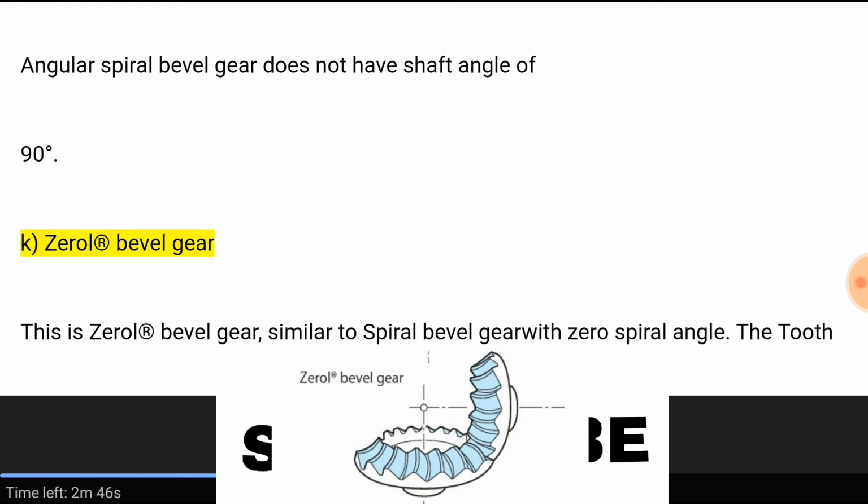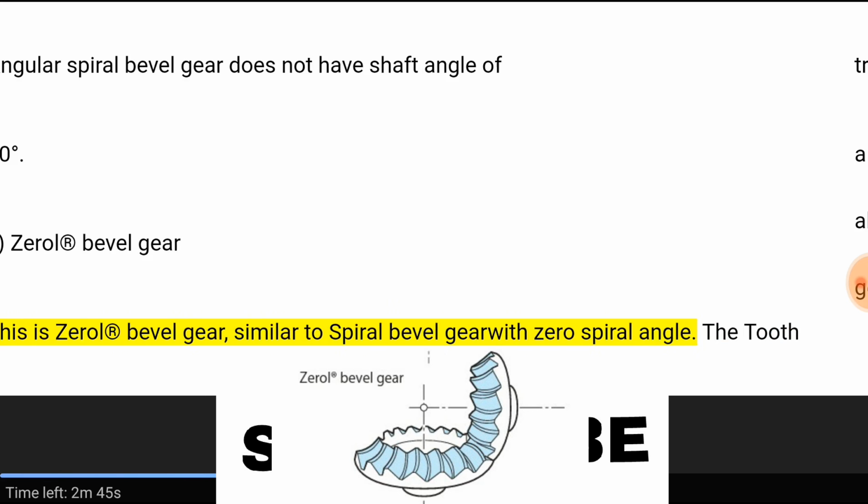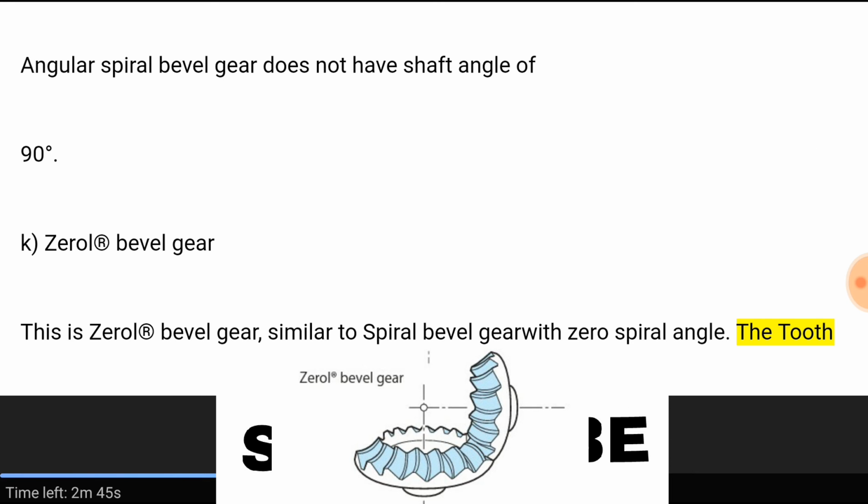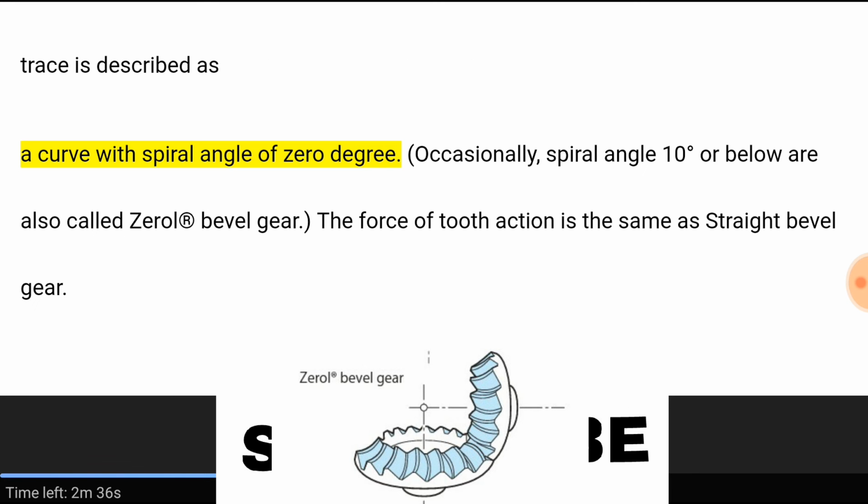K. Zero bevel gear. This is similar to spiral bevel gear with zero spiral angle. The tooth trace is described as a curve with spiral angle of 0 degrees. Occasionally, spiral angle of 10 degrees or below is also called zero bevel gear. The force of tooth action is the same as straight bevel gear.